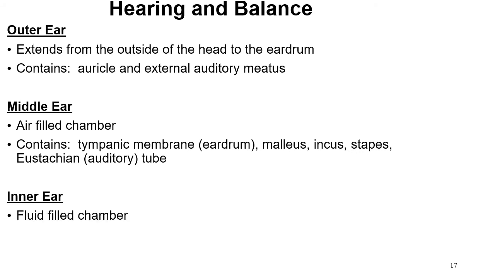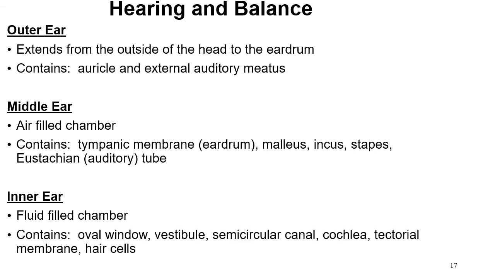Lastly, the inner ear is a fluid-filled chamber that has to do with balance, and it contains the oval window, the vestibule, the semicircular canals, the cochlea, tectorial membrane, and hair cells. You will need to follow along in your PowerPoint packet with the ear diagram in the table, and you will also need to know which of these structures is located in which portion of the ear.